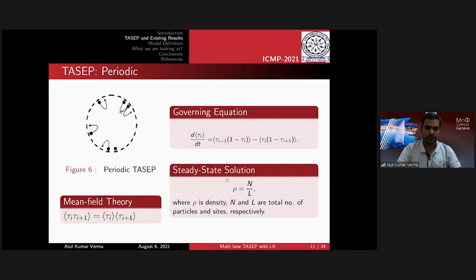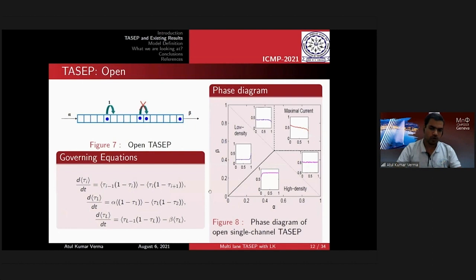And if we solve it, we will be getting only one phase, which just depends upon the number of particles divided by the total number of sites. So this is okay, this is useful. However, when it comes to open TASEP, these are the boundary master equations.